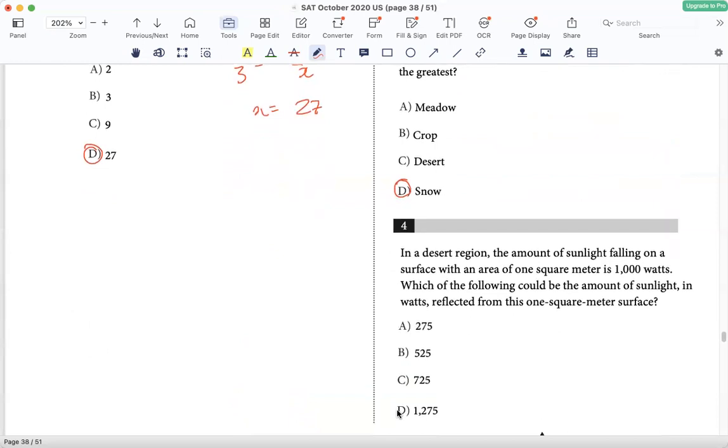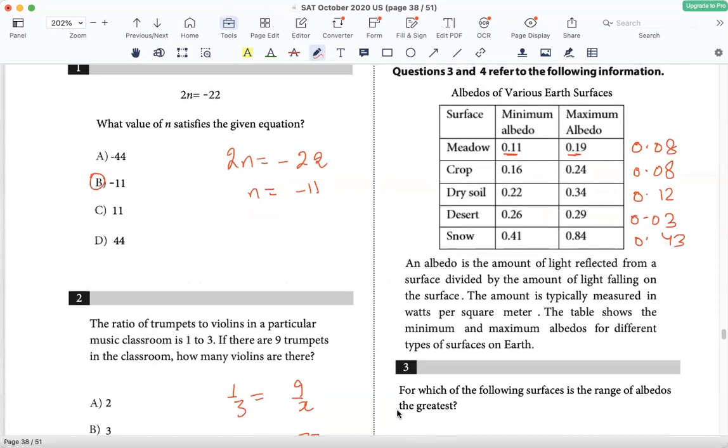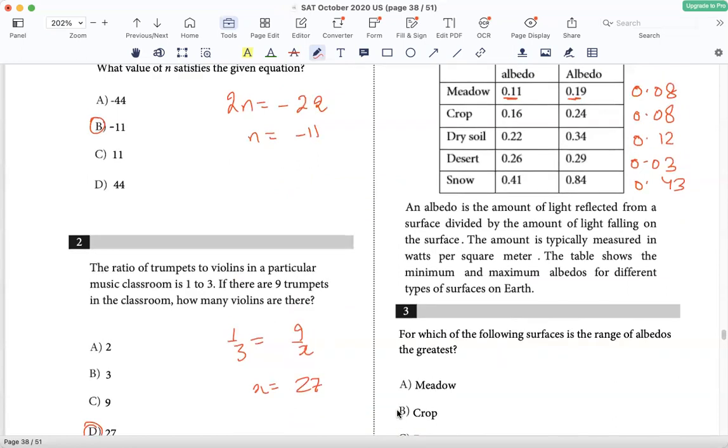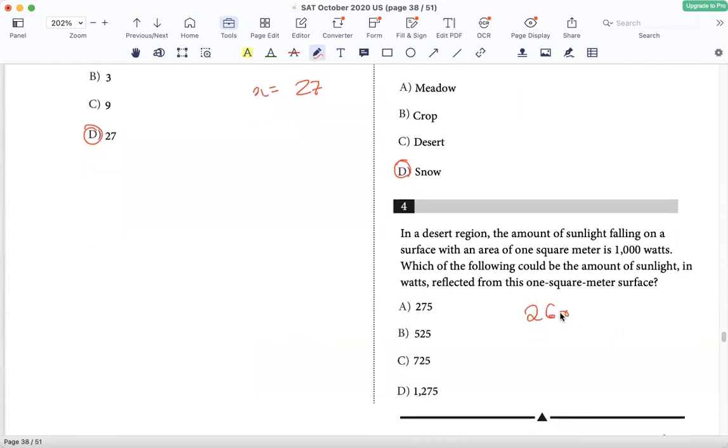In a desert region, the amount of sunlight falling on a surface with an area of 1 square meter is 1000 watts. Which of the following could be the amount of sunlight reflected from this 1 square meter surface? Okay, so desert region, if it's 1000 watts, then it could be anywhere between 260 to 290, right? Because minimum albedo is 0.26 and maximum is 0.29. So that multiplied by 1000. So the value which is between 260 to 290 is option A.